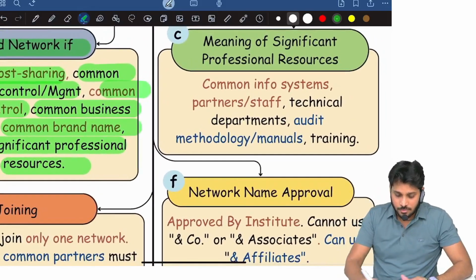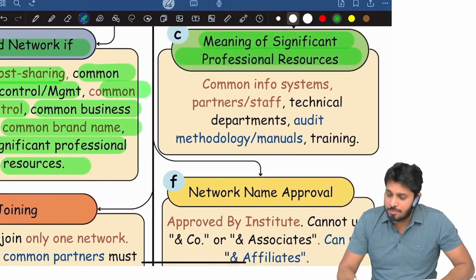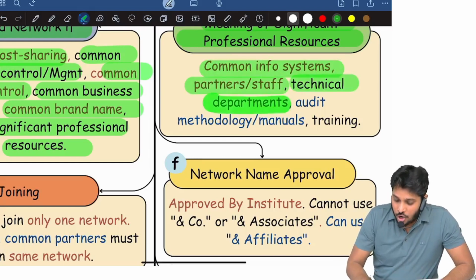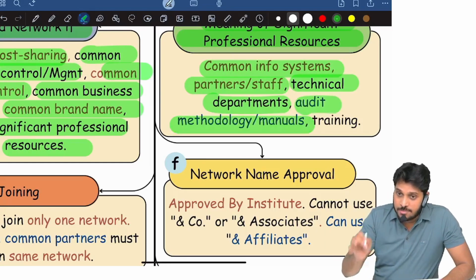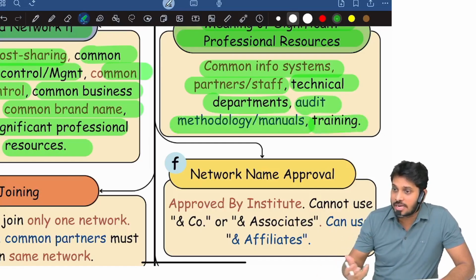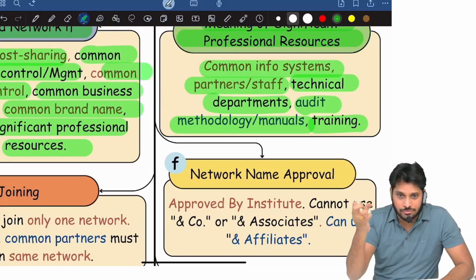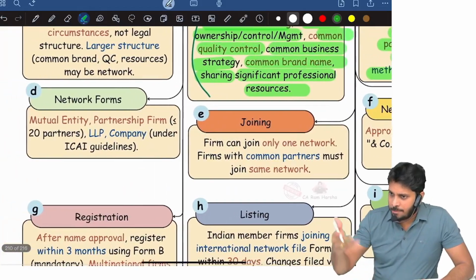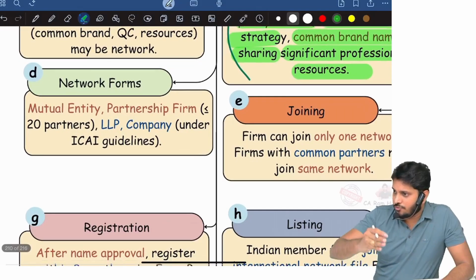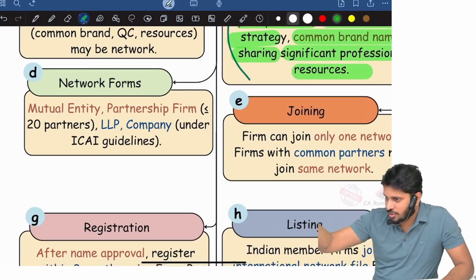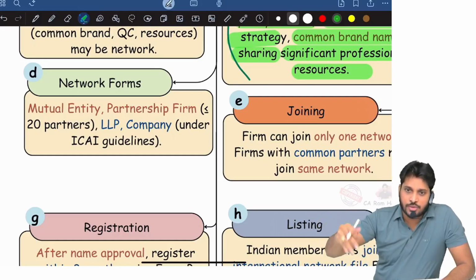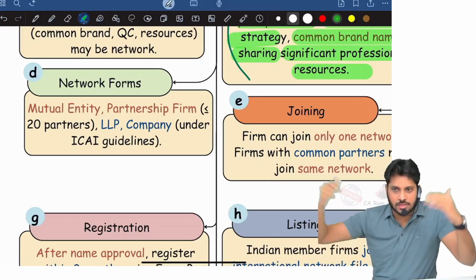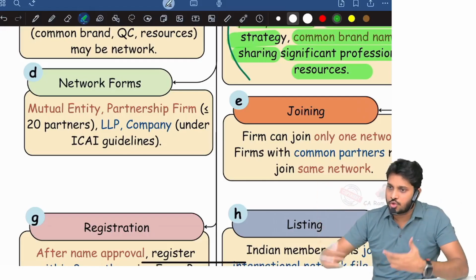Fine. What do you mean by significant professional resources? Common information systems, common partners and staff, common technical departments, common audit methodology and tools, and a training program conducted commonly for all the staff members falling under the network. Now, tomorrow you can also practice by incorporating a network. Like we know the popular top 10, top 15 network firms only. But you can also create a network. You can get a network approved from ICAI, establish quality control policies, tie up with multiple partnership firms, educate them, so you can create a network.